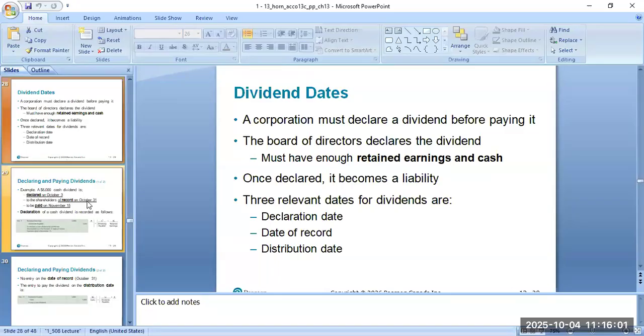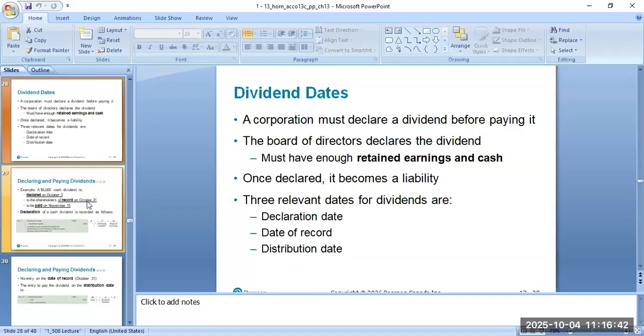The second date, the date of record, is the date when whoever has the shares is going to receive the dividend. So the declaration of the dividend is going to look like this: today, December 1st, the board of directors decides to declare the dividend to the shareholders of record on December 15th, and the dividend is going to be distributed on December 25th.